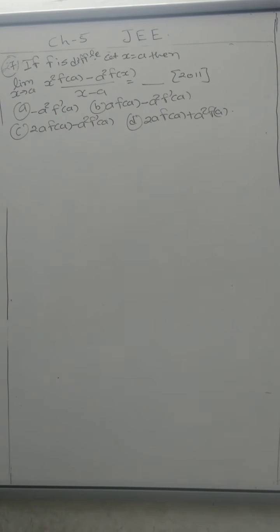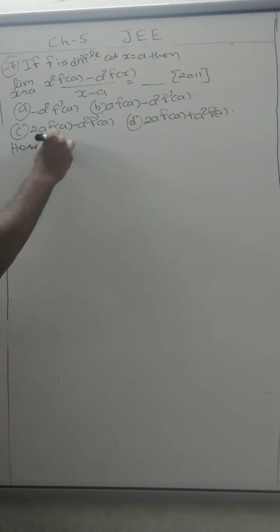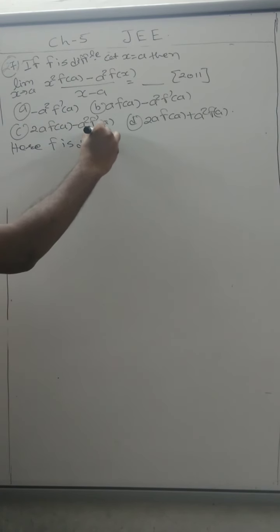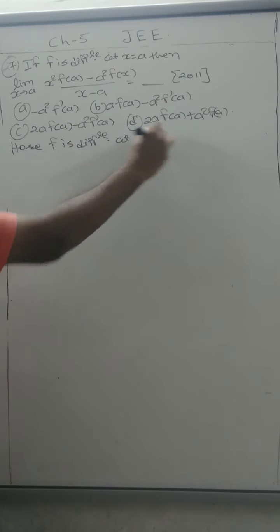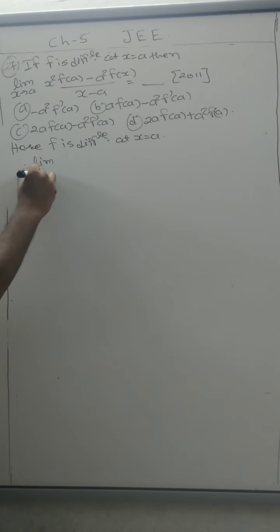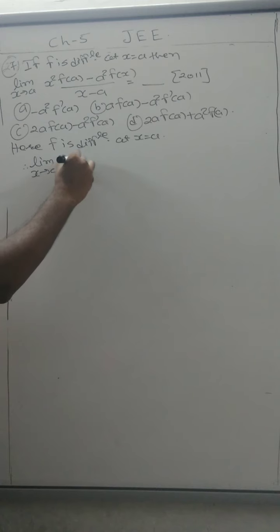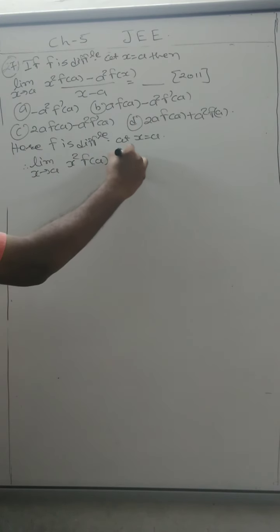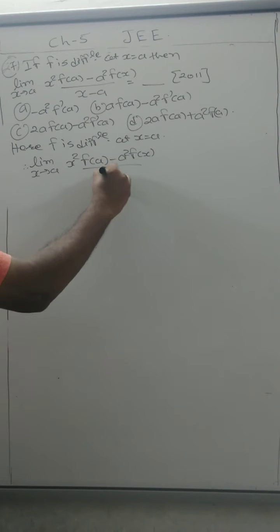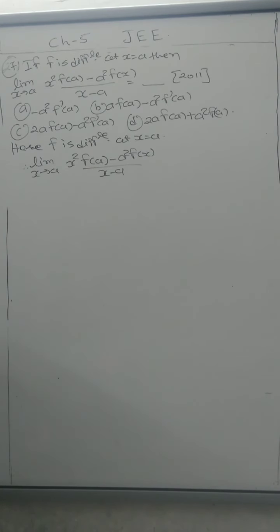Okay, next, 27. If f is differentiable at x equal to a, then the limit as x tends to a of x square f(a) minus a square f(x) upon x minus a is equal to dash. This is a 2011 question. A, B, C, D options are given. Now here, first of all, f is differentiable at x equal to a. Therefore, the limit as x tends to a of x square f(a) minus a square f(x) upon x minus a, and we just simplify here.